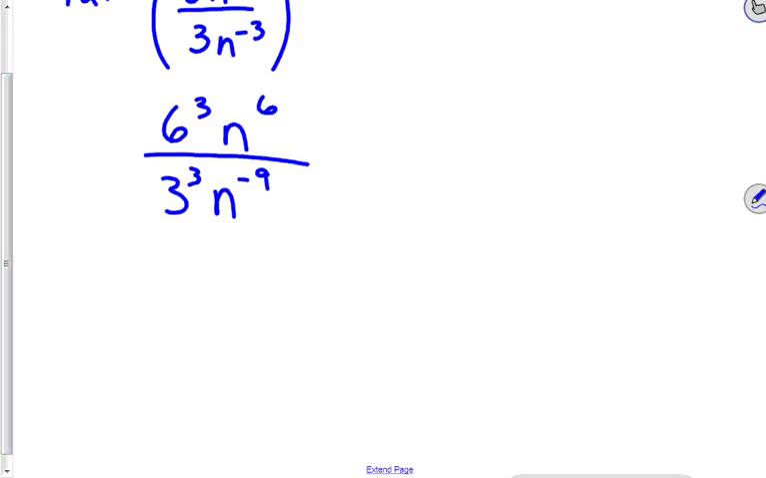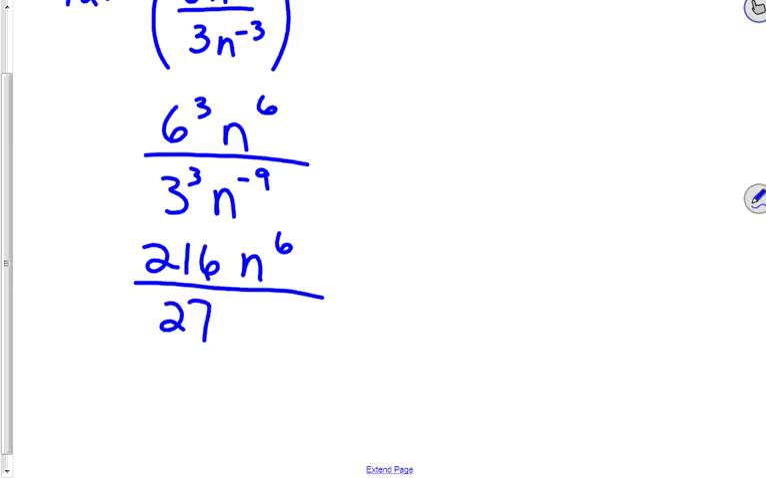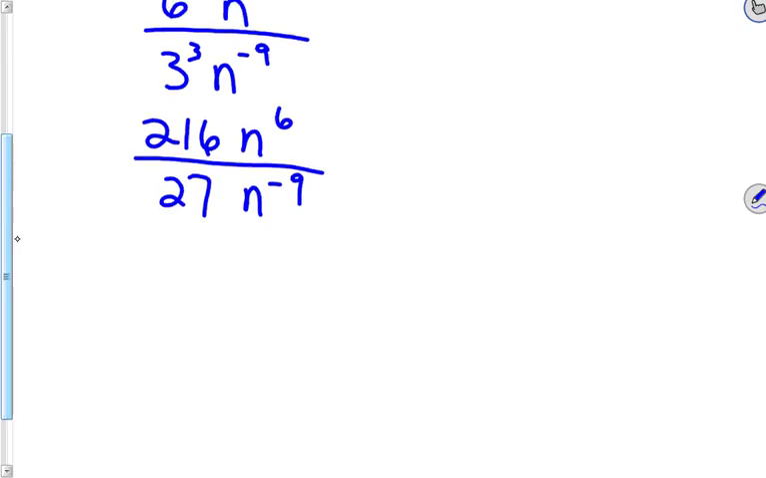All right, so the next thing that I'm going to do is I'm going to simplify the 6 cubed over 3 cubed. Now, 6 cubed is 216. 3 cubed is 27. 216 divided by 27 we know is 8. So I'm going to get 8n to the 6th over n to the negative 9th.